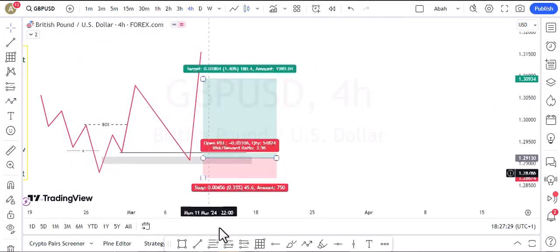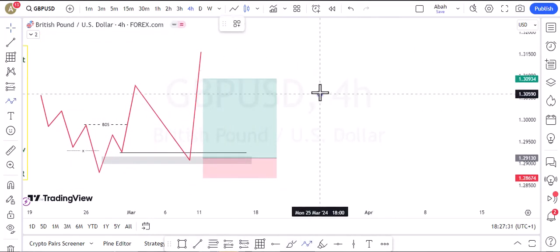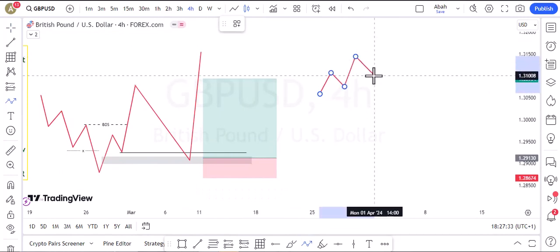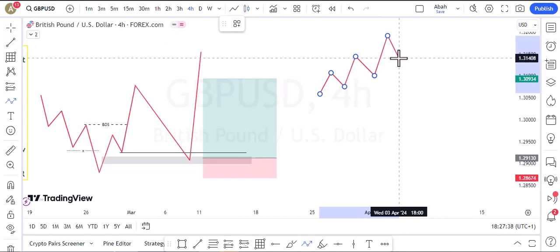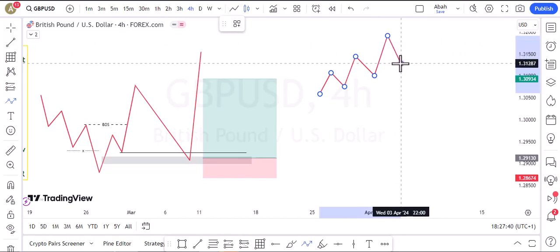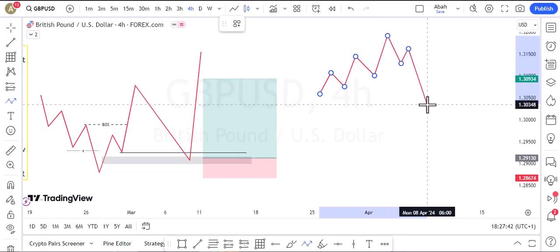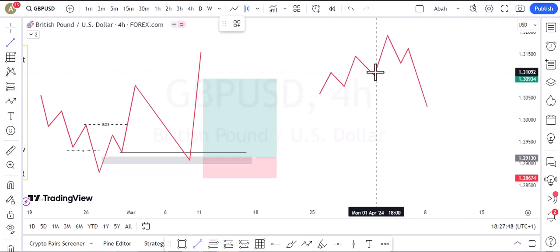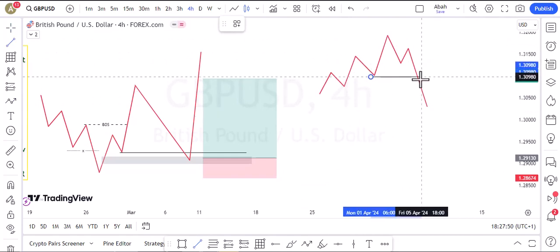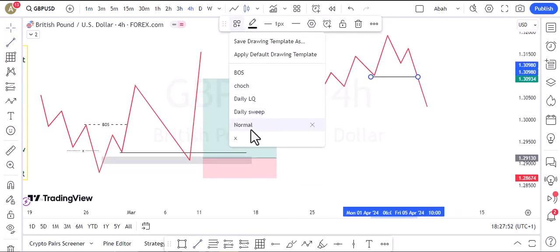For the bearish scenario, you'll be having something like this. Price will be going up, higher high, higher low, higher high, and then we have something like this. Then before the break of structure, we're going to have something like this. You get? And after this is formed, you know that okay, this is your break of structure.